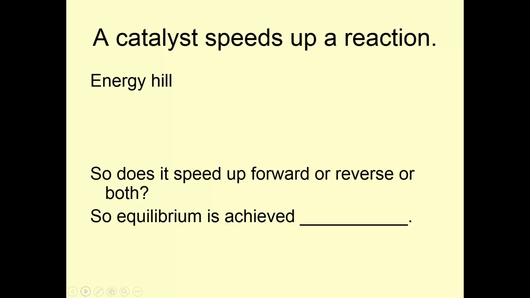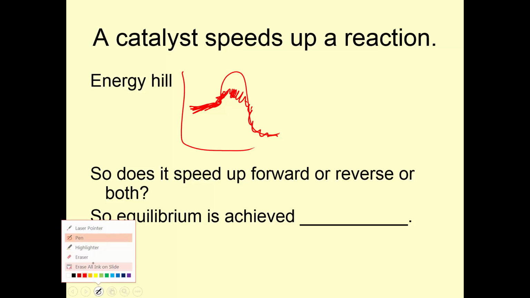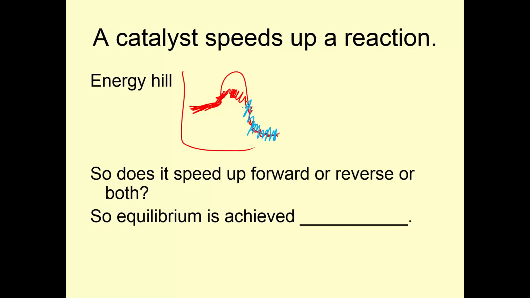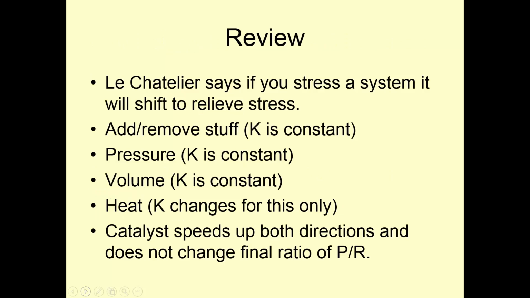Catalyst speeds up a reaction, remember? So does it speed up the forward or reverse reaction or both? So if I'm trucking down this way, I can take this shortcut, and it's faster for me. But if I'm going the other way, I can take this shortcut too. So it speeds it up for both. So equilibrium is achieved faster. You still get to equilibrium, you just get there faster.